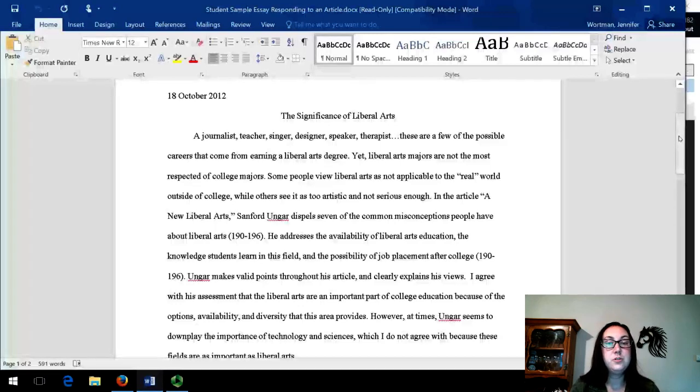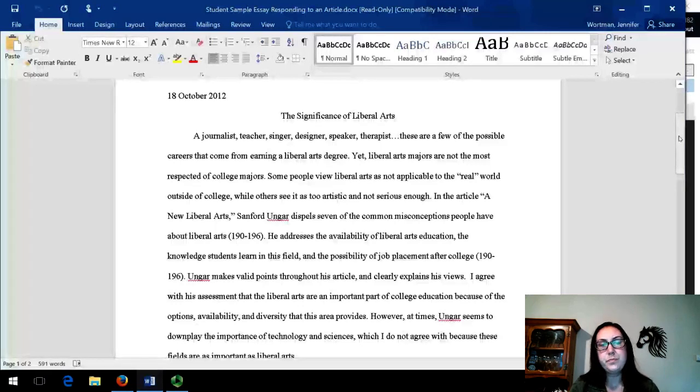You'll see that when they introduce the article, they give the article title. The article title is surrounded with quotation marks since it's an article. They include the author along with a verb. In this case, it's dispels, to show what's going on. So they introduce the source. That particular thesis is an implied thesis, so it wasn't found on a specific page. That's why you see the 190 to 196 in the in-text citation.